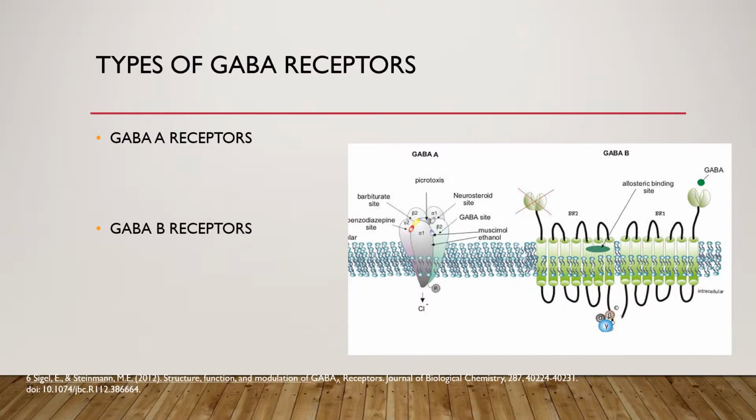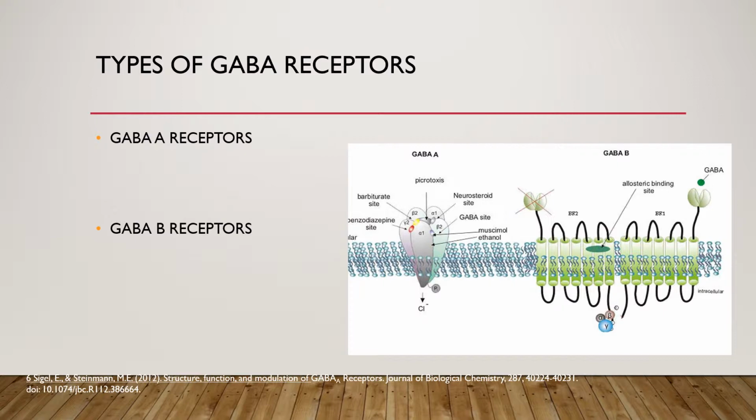GABA A is a ligand-gated chloride channel. Upon transmitter binding, they open and allow chloride ions to flow into the neuron, making it more negative, or hyperpolarized, and thus less likely to generate action potentials.